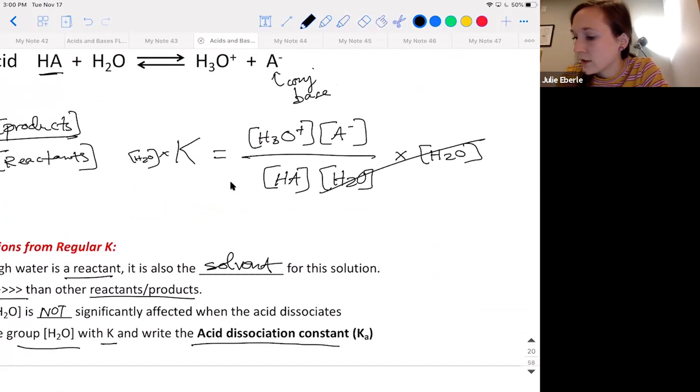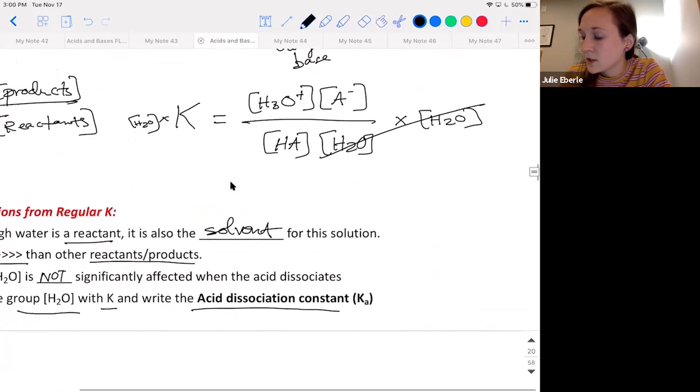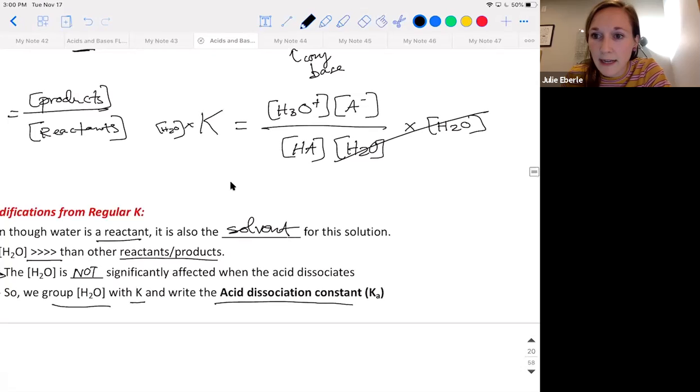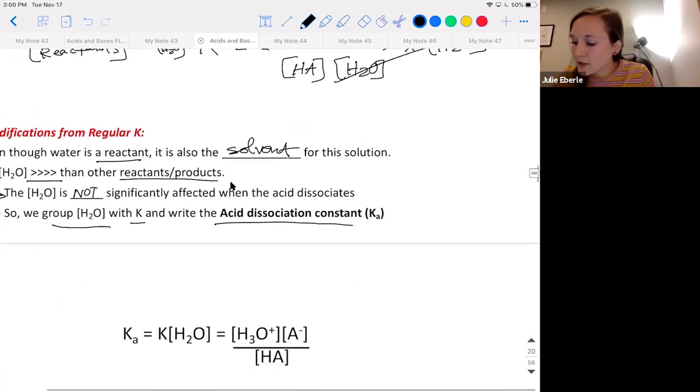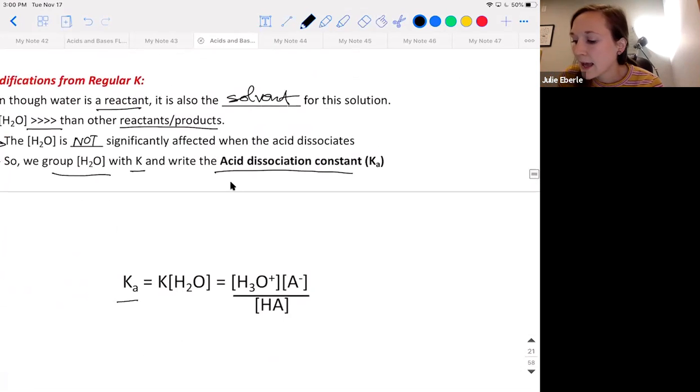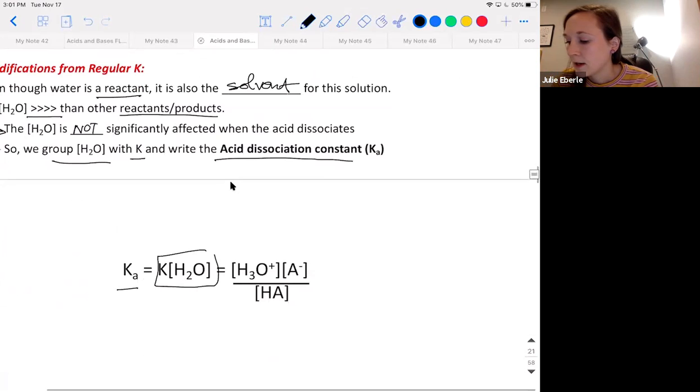And then it will cancel out over here. So essentially what we get after you make those edits is this down here. Ka equals K times concentration of water, which equals what's left over: hydronium times conjugate base divided by weak acid, okay?